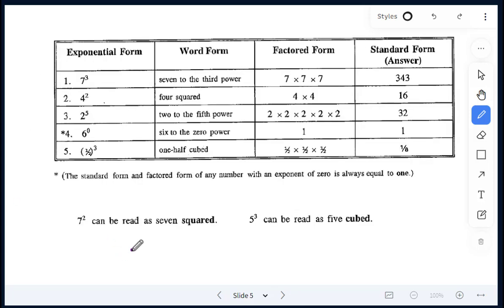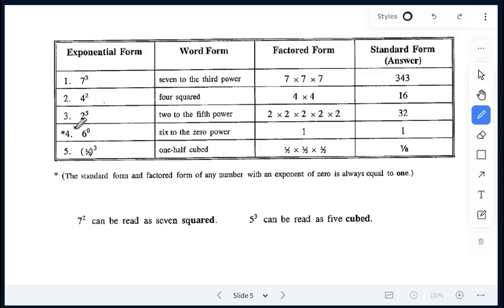So let's look at this chart here. So we have exponential form, and then we have it written in word form. So here you can say 7 to the 3rd power. Anytime you see a 2, that means it's squared. So you can say 4 squared. Anytime you see a 3, you can also say cubed. So 7 cubed, this is 4 squared, this is 2 to the 5th power.